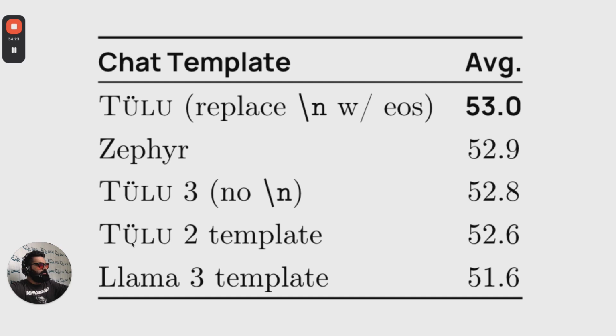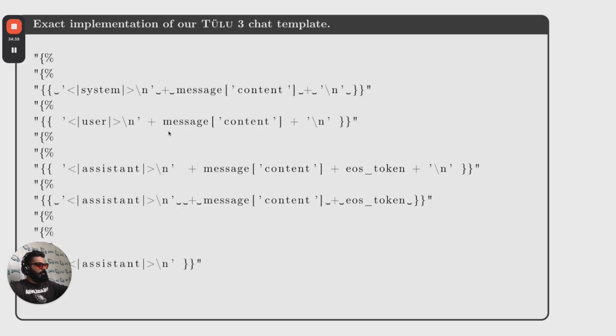When compared to their Tulu 2 template, replacing the new line character at the end of the assistant with an EOS token gives a 0.4% average boost. However, they kept this new line at the end to be consistent in later stages of their training pipeline.